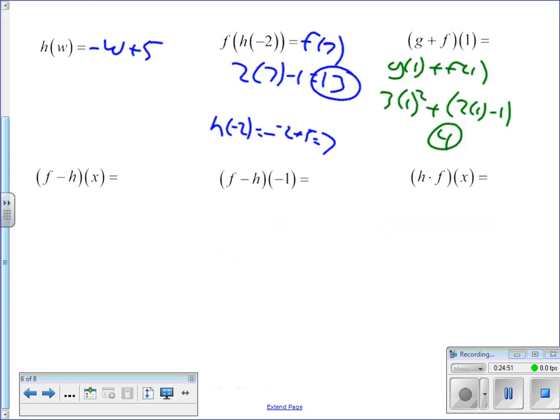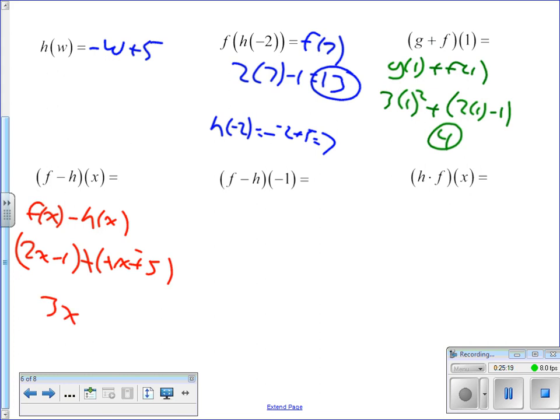And I asked because I got to move this up. And fortunately, that's why I wrote these down over here on the board, because they're no longer on the screen in front of me. So f minus h of x is f of x minus h of x, which is 2x minus 1 minus negative x plus 5. So distribute the negative, makes it easy. 2x plus x, 3x, negative 1, negative 5, minus 6.